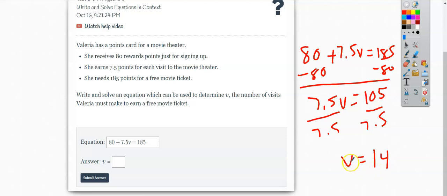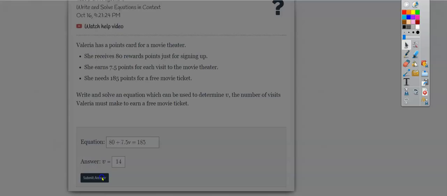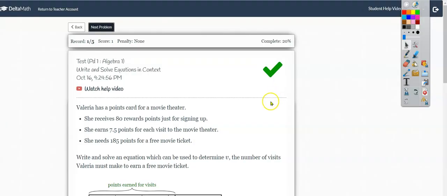Visits. 14 visits. Okay, so we'll type that in here. She needs 14 visits to make all, in order to get that free movie.